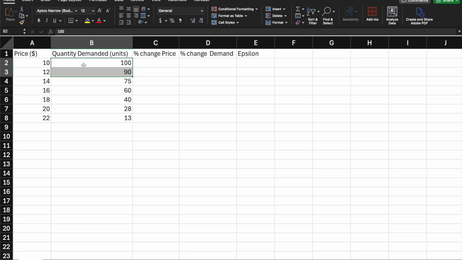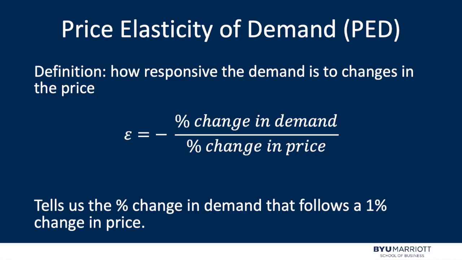So to do this, we have a formula here. We use the Greek letter epsilon to denote elasticity. So elasticity is equal to negative, so don't miss this little negative sign in front. And we want the percent change in demand, and then we divide that by the percent change in price. And what that does is it will return back to us a number, and that number tells us the percent change in demand that follows a 1% change in price. So if the price changes 1%, what percent change do we see for demand?